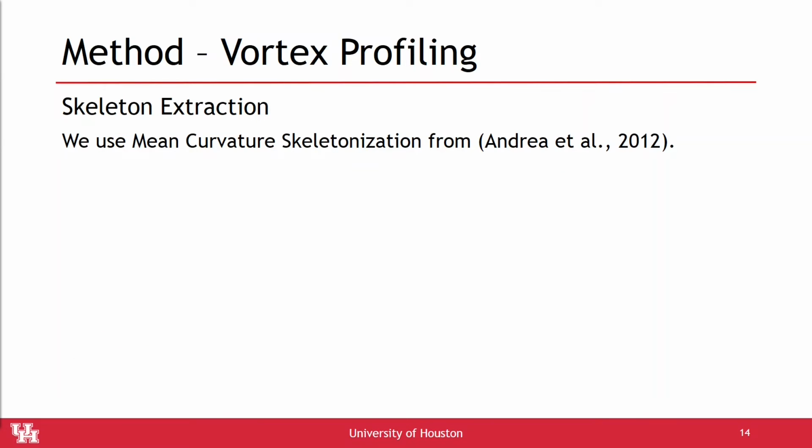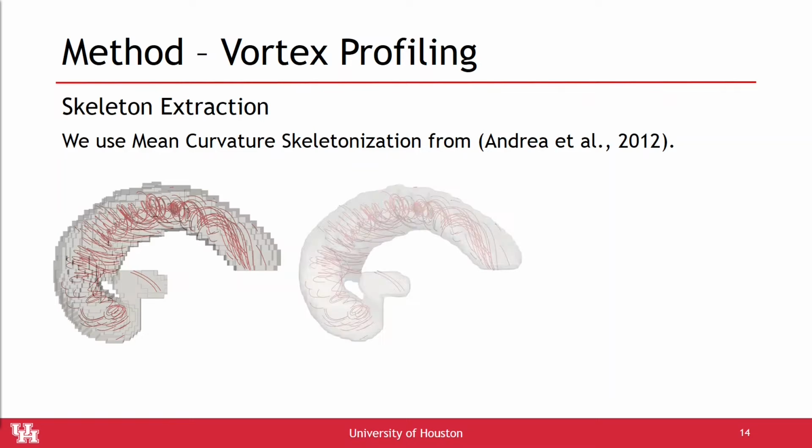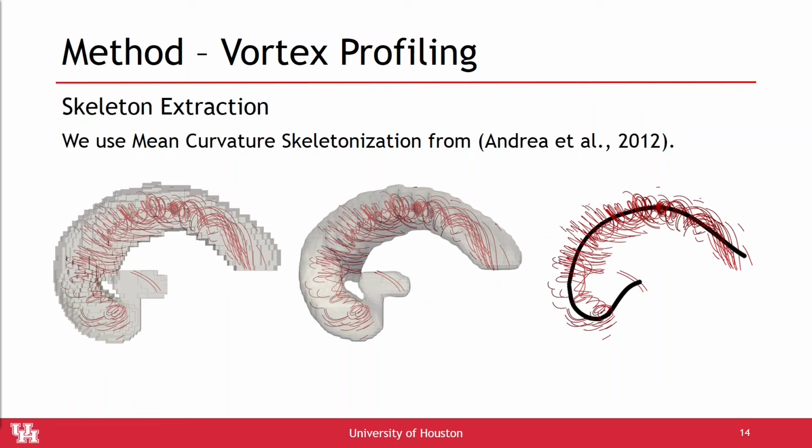For skeleton extraction, we use the mean curvature skeletonization method. For this purpose, we extract the outer surface of each region, perform smoothing, and extract the skeleton, which is represented with the black line in this figure.